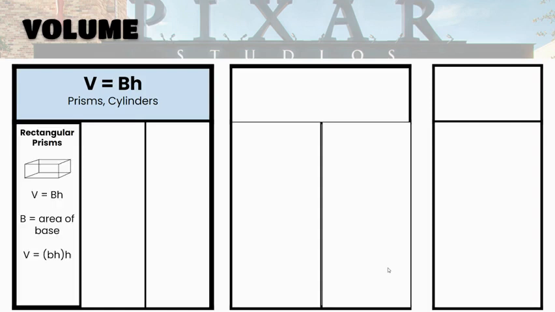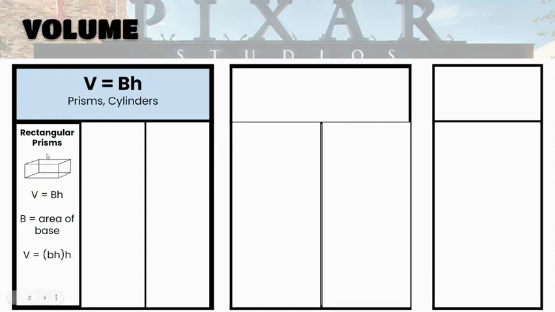Our chart is V equals big BH. Well, what does big B stand for? Well, big B is the area of the base. So depending on which shape it is, will change the formula. So for a rectangular prism, V is equal to big BH, where big B is the area of the base.